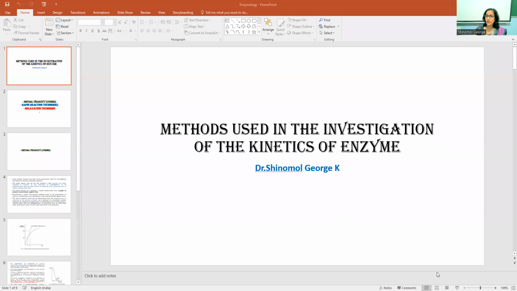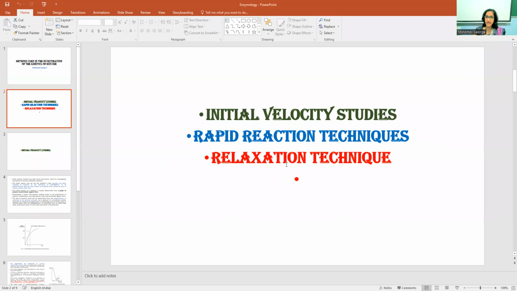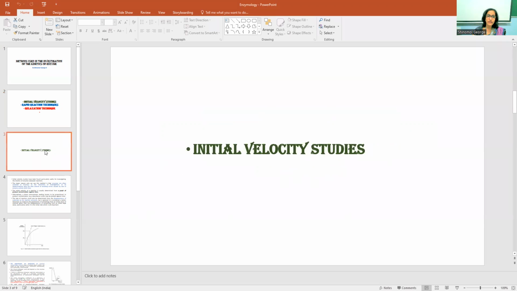Today we will be seeing a very interesting topic in enzymology, that is how to measure the reaction kinetics of the enzymes. Let me go to the sharing of the screen. Okay, so when we consider the methods used in the investigation of the kinetics of enzymes, there are basically three methods. That is initial velocity studies, rapid reaction techniques, and relaxation technique. So today we'll be seeing the initial velocity studies.